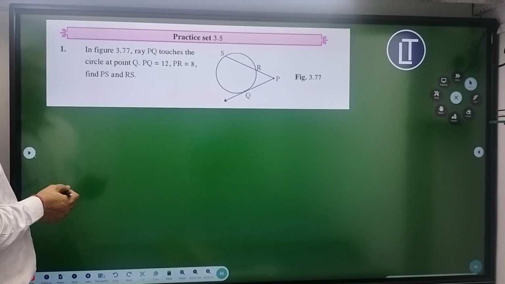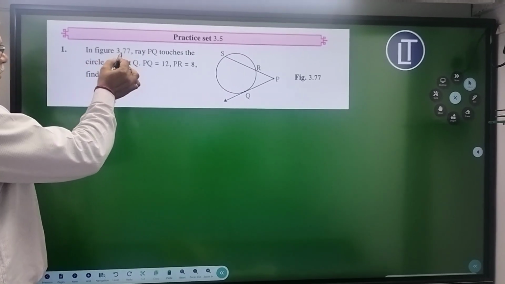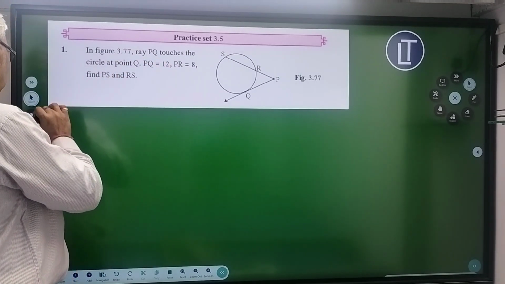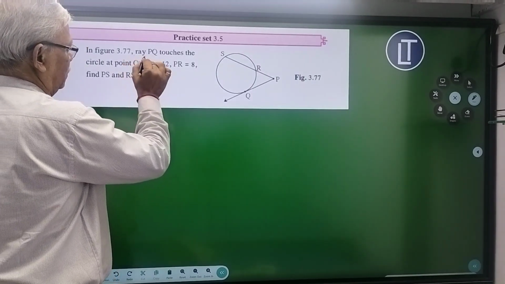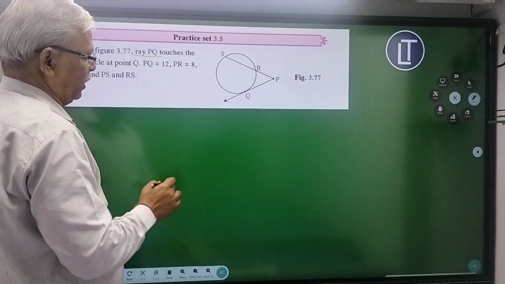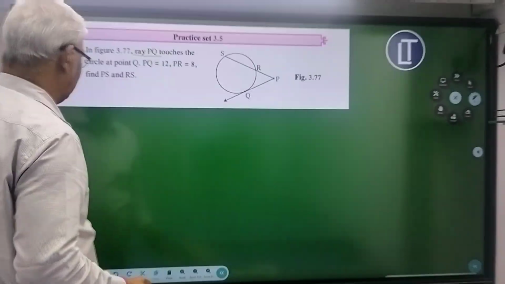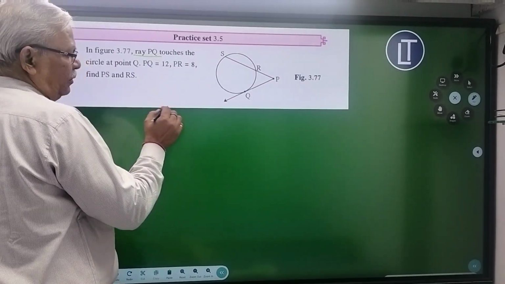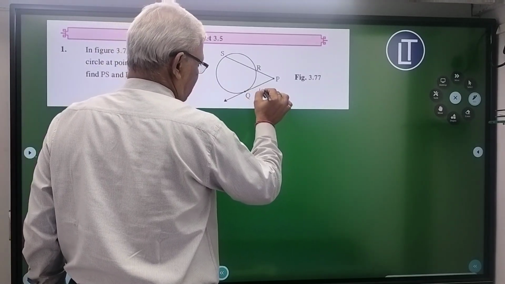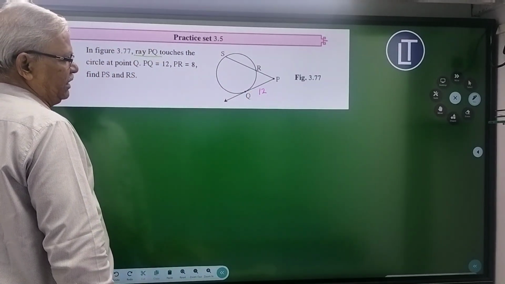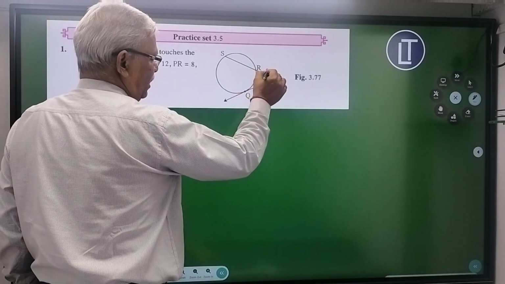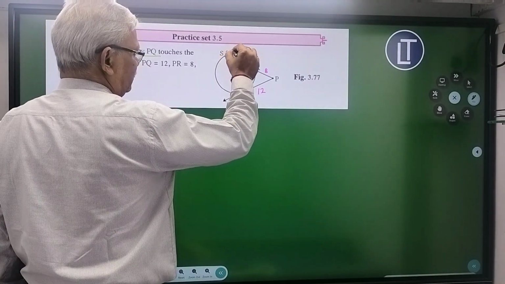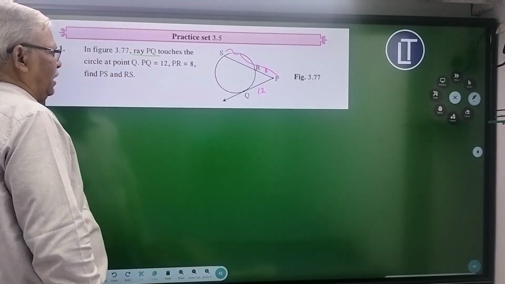See here, what is given in figure 3.77. Ray PQ touches the circle at point Q. PQ is given here 12, PR is given 8, asking about PS from here to here and RS.